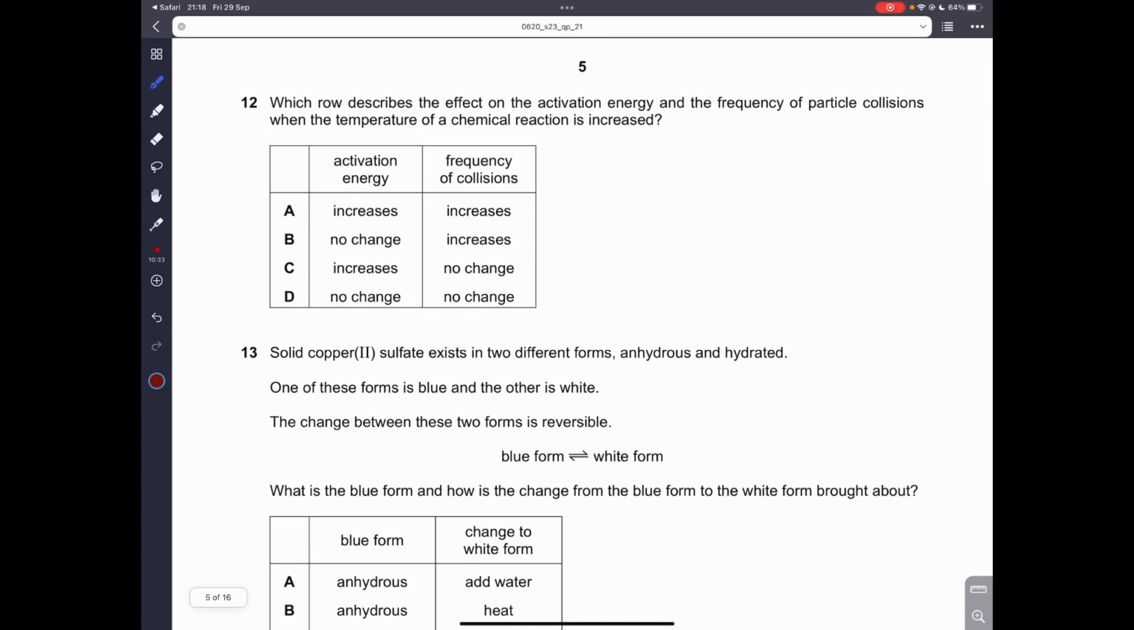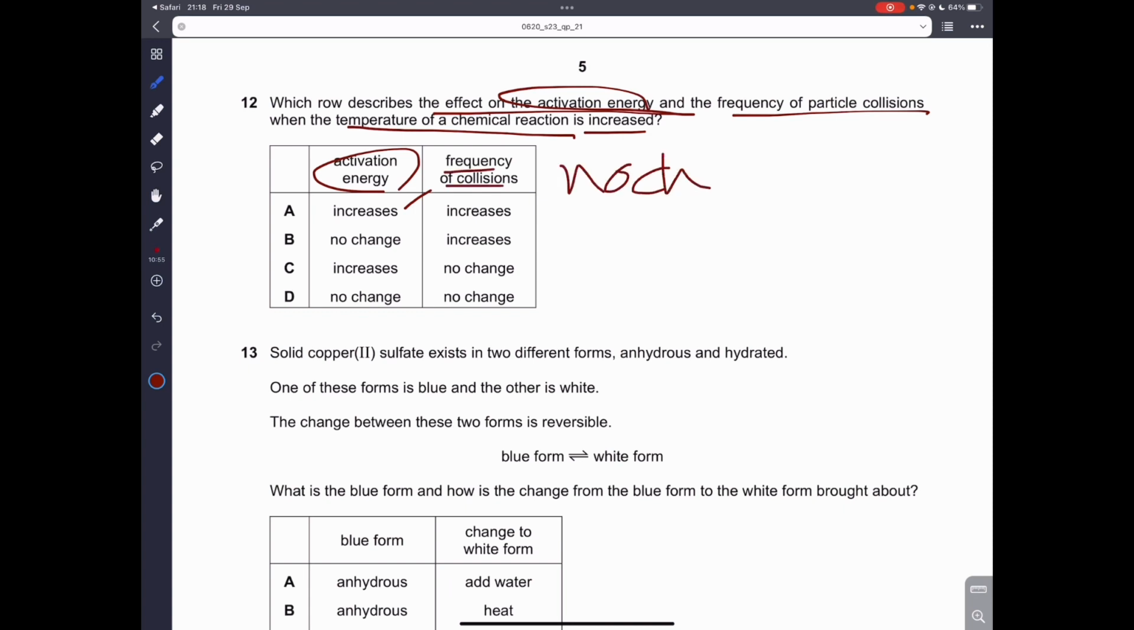Question number 12. Which rule describes the effect on the activation energy and frequency of particle collisions when the temperature of a chemical reaction is increased? So the effect on activation energy and frequency. Okay, so when the activation energy increases, the frequency of collision will have no change.